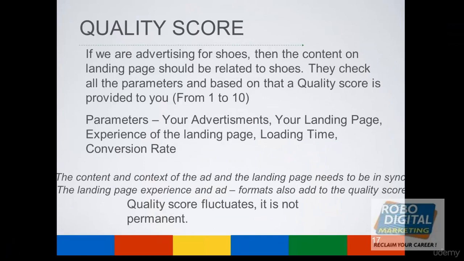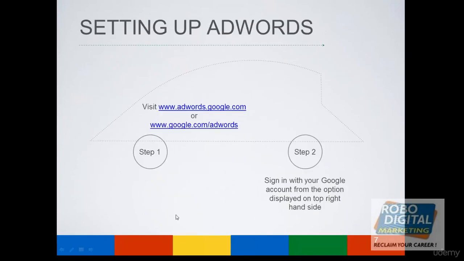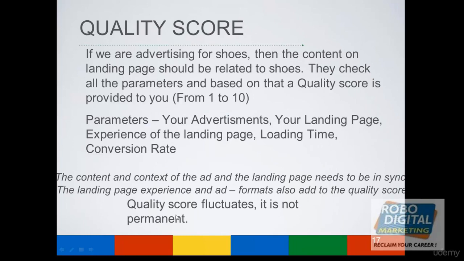So these 5 things you have to keep in mind whenever you are making ads: your ad should be relevant, your landing page should be good, the user experience on it should be good, the page loading time should be less, and the conversion rate should be high. And quality scores keep on fluctuating, it is not permanent. As you keep on changing the ads, it will keep on varying. It also keeps on changing with the user search. Whatever the user is searching, it keeps on changing on that as well.